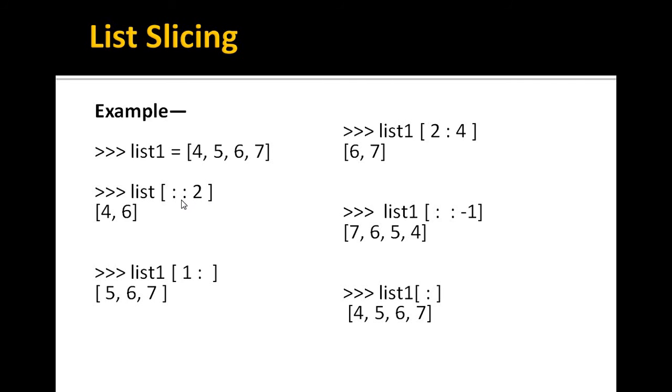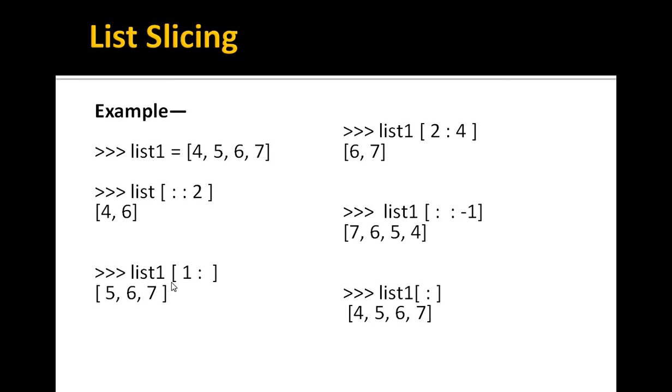That means the first index will be 0, the second index will be 0 plus 2, that means 2, the third index will be 4, like this till the list ends. So here at 0th position the value is 4, at position 2 the value is 6, and at position 4 there is no value, so we have 4 and 6 printed.